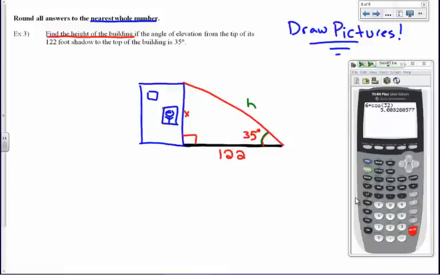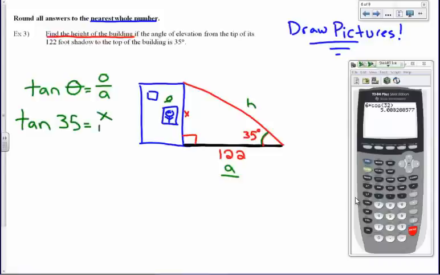We used our reference angle of 35 degrees, and we label our sides hypotenuse, opposite, and adjacent. We notice that we have the unknown side, x, is our opposite, and 122 feet is our adjacent, so we are going to use the tangent ratio, opposite over adjacent. The tangent of theta, in other words 35 degrees in this case, is equal to the opposite, x, over the adjacent 122.